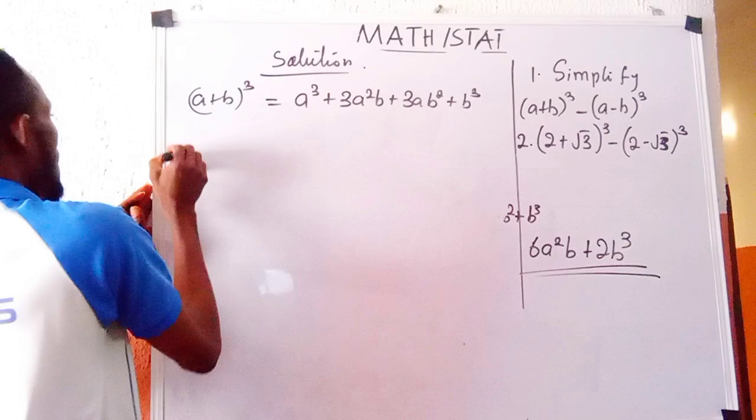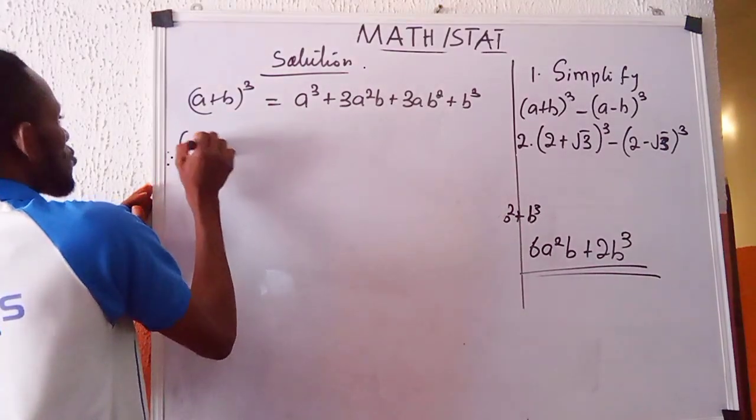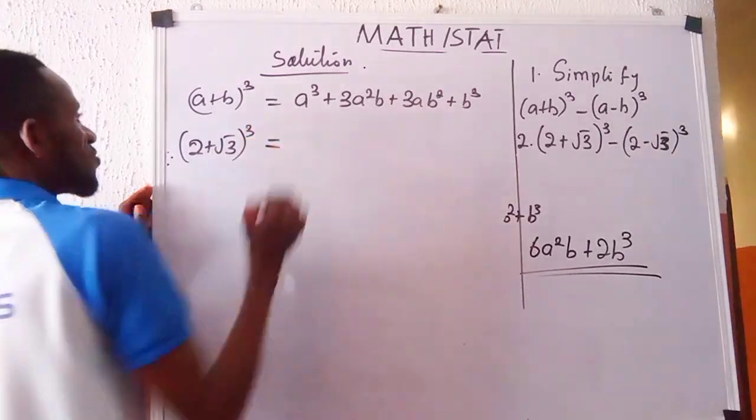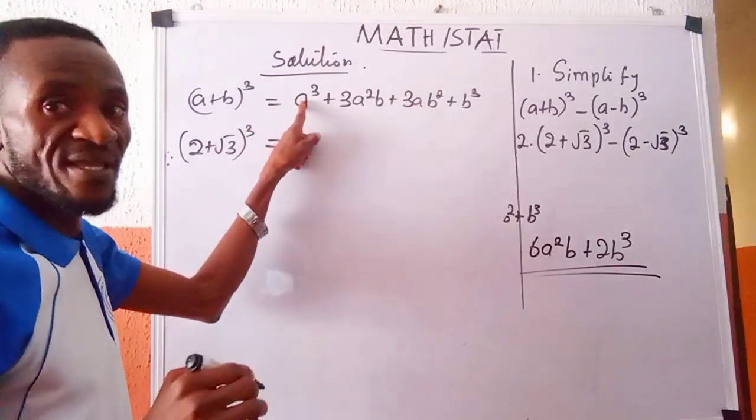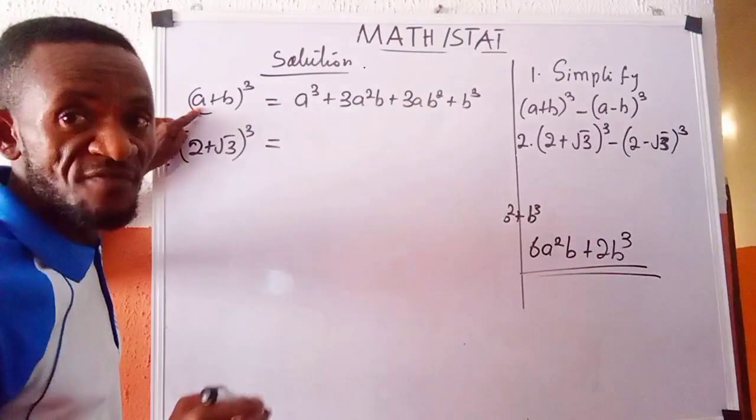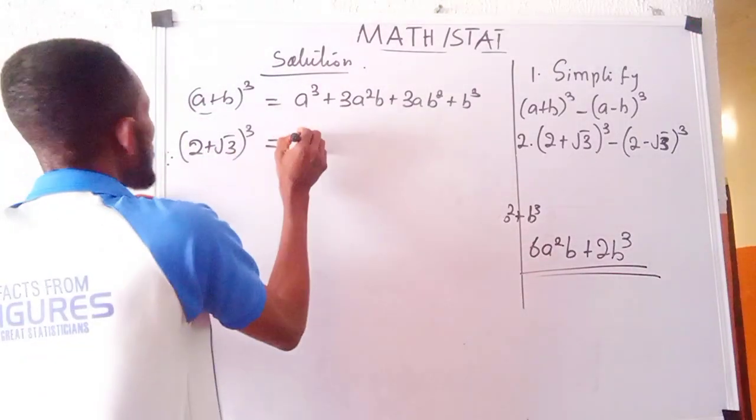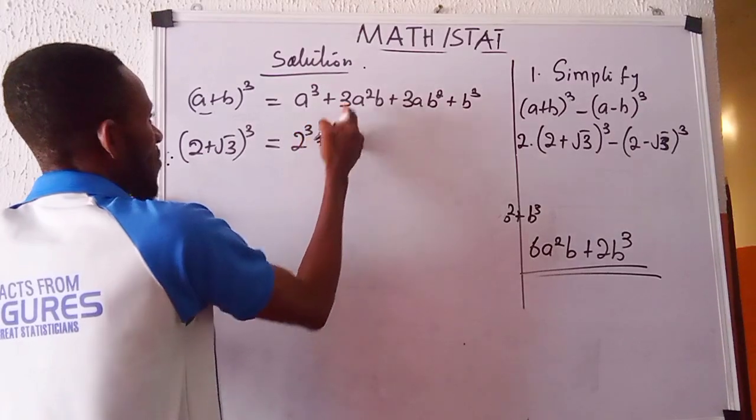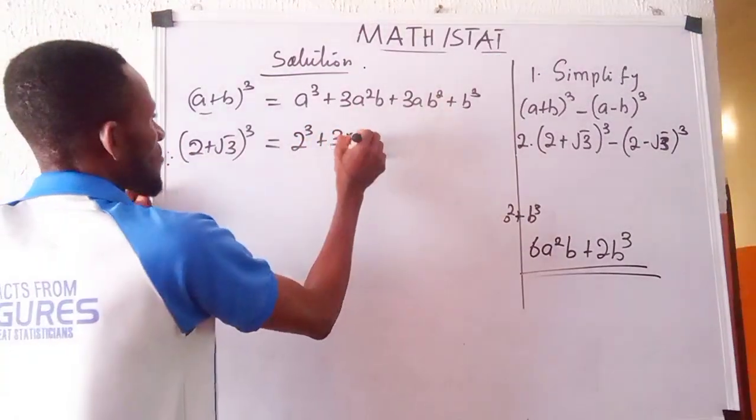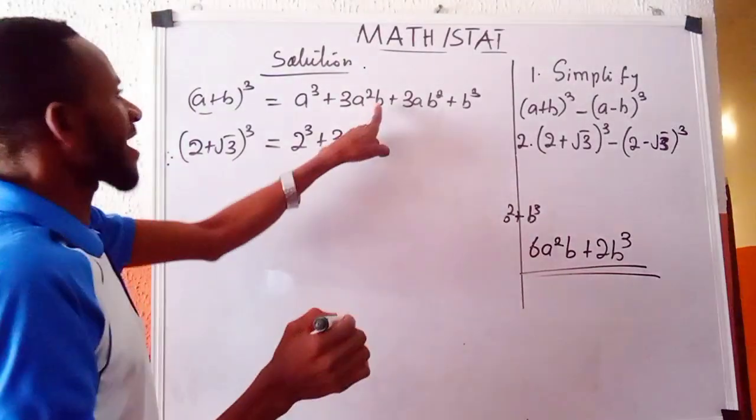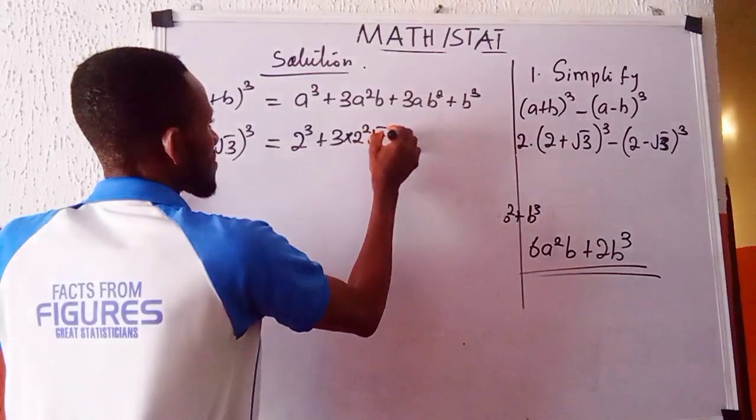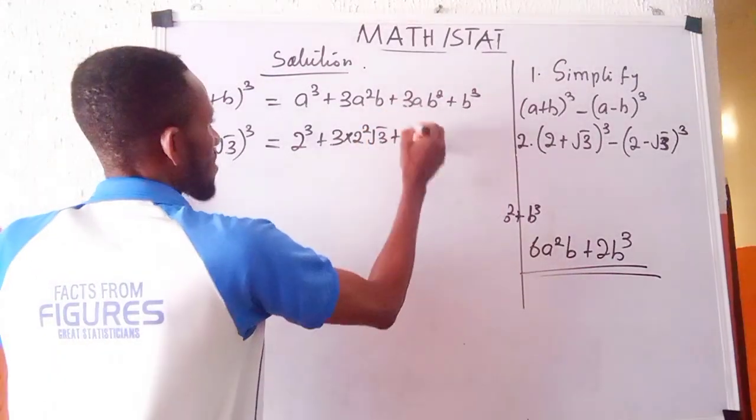So we now say, therefore, when we have (2 plus root 3) all raised to power 3, it is going to be: anywhere I see a, I am going to use 2, because 2 is taking the position of this a here. So here is going to be 2 raised to power 3, plus 3 multiplied by 2 raised to power 2. Look at my b here, my b is root 3, so I have root 3. The sign here is plus, and what I have here is 3.